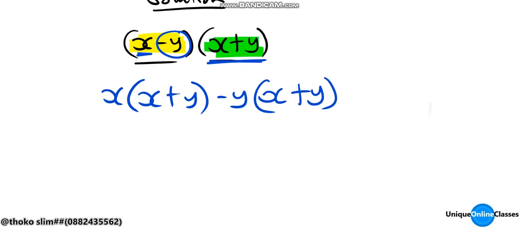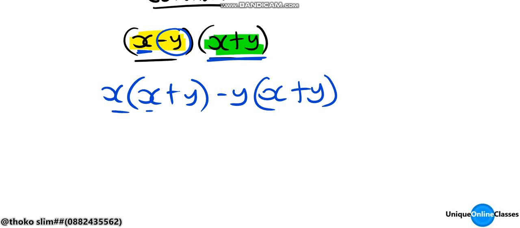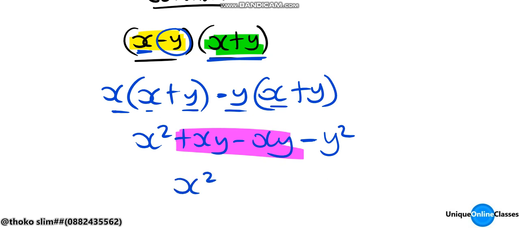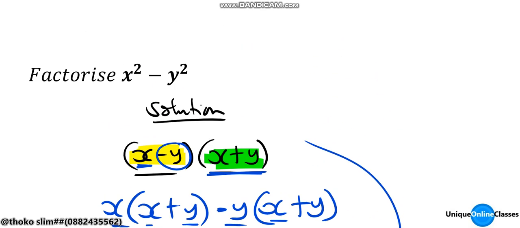So if you multiply x and x, it's x squared, then x and y, you get plus xy, then this one and that one, you get minus xy, then negative and positive, you get a negative, and y times y, that will be y squared. So combining like terms, these are the like terms here, plus xy minus xy will be 0. We would have x squared minus y squared, which is the same as this one here.